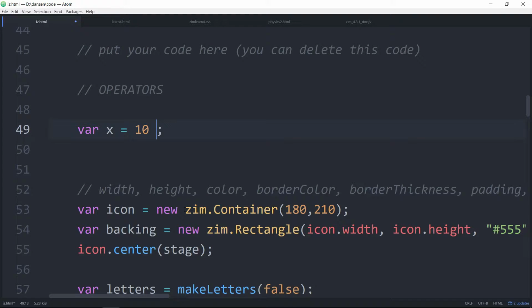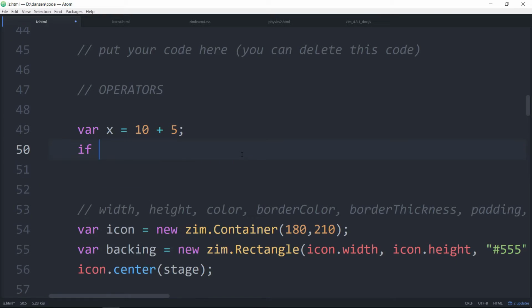Now, if we add 5 to it like that, that is another mathematical operator. That is the plus sign or the addition operator. Okay, and x would now be 15. There's also a minus, and there's a multiply, so times the star. There's a division with the divided by here, operators. Let's change that back to the plus.